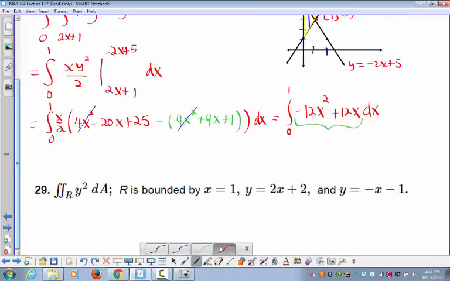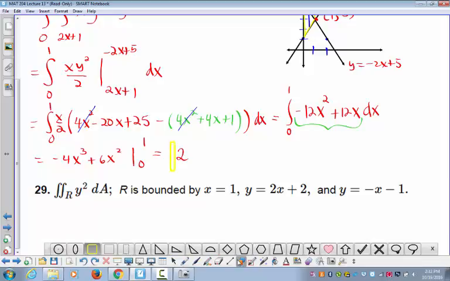All right, calc 1, we're flying now. So x to the 3 over 3, so we get minus 4x cubed plus 6x squared, 0 to 1, that's minus 4 plus 6, 2. Cool.